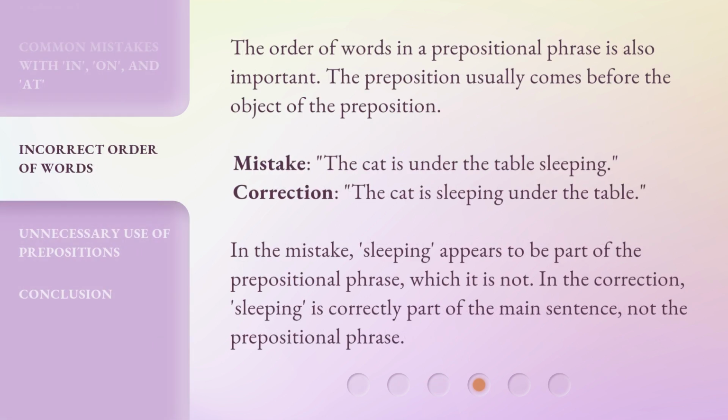The order of words in a prepositional phrase is also important. The preposition usually comes before the object of the preposition. Mistake: the cat is under the table sleeping. Correction: the cat is sleeping under the table. In the mistake, sleeping appears to be part of the prepositional phrase, which it is not. In the correction, sleeping is correctly part of the main sentence, not the prepositional phrase.